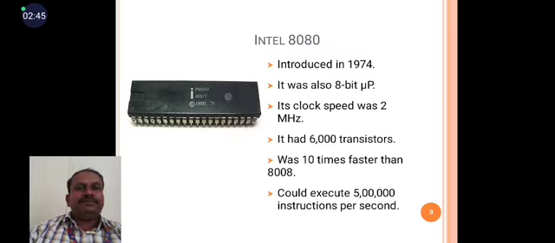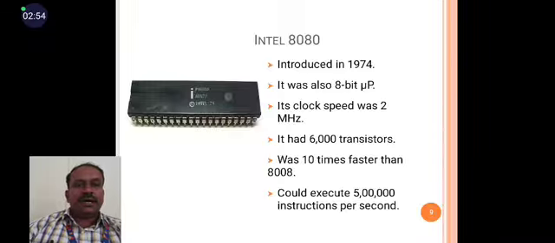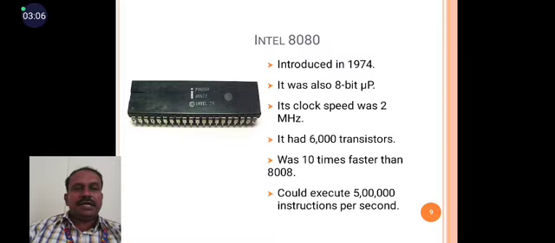The next IC is the Intel 8080. It was introduced in 1974. It was also an 8-bit microprocessor. Its clock speed was 2 MHz. It has 6,000 transistors. It was 10 times faster than the 8008. It could execute 5 lakh instructions per second.